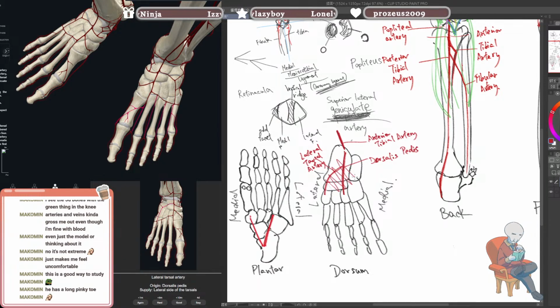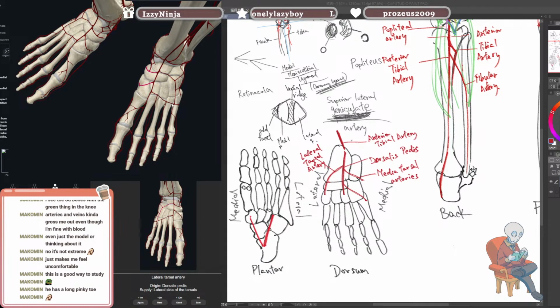These little rock-like things are the tarsals, and the medial side would have two for some reason, but they're both called medial tarsal arteries, in plural. And then this is, let's see, medial 2, yeah, that's right.